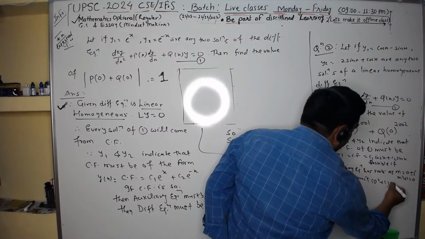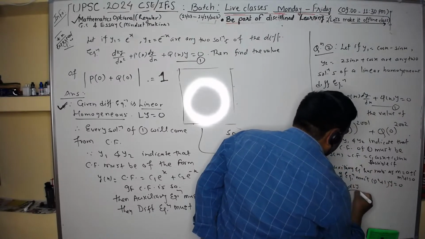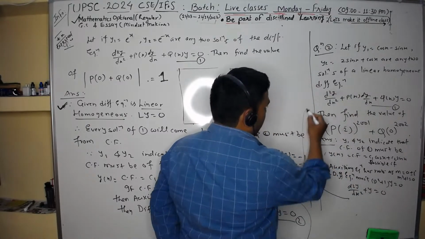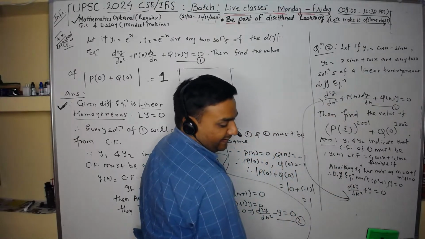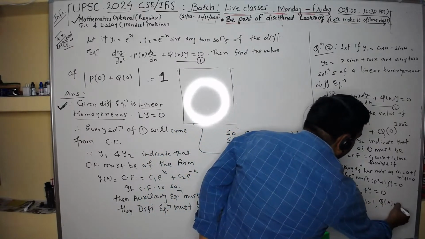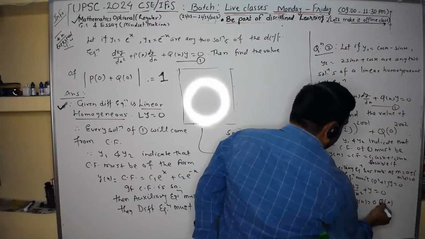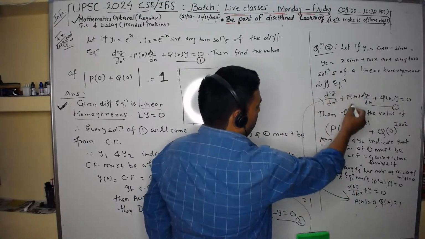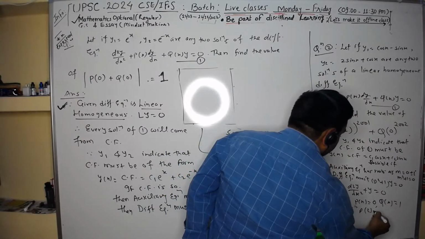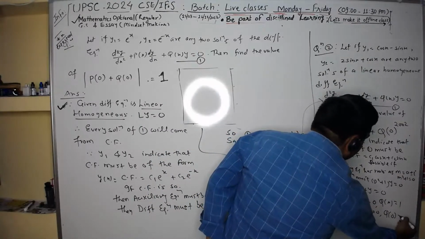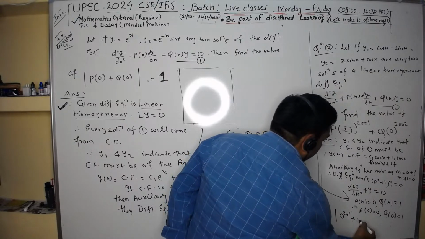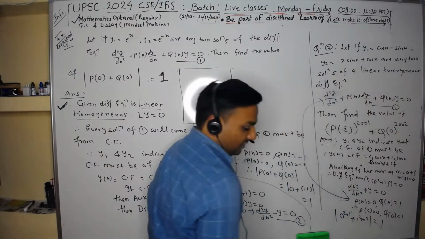d2y over dx square plus y equals to 0. Let's compare what you are getting. p(x) as 0, q(x) as 1. Put the value here. So p(x) is 0, so p(2) is 0 and q(0) is 1. So your answer is 0 to the power 2001 plus 1 to the power 2002. That is 1 itself.